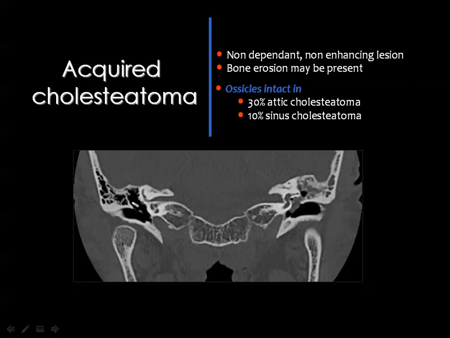Then here you see this acquired cholesteatoma, and it's a non-dependent lesion which is located in the middle ear cavity. This is the rest of the eardrum, and you can see the erosive changes in the surrounding bone. And also you remember this is the site of the scutum, and you can appreciate this on the normal side. This is the scutum and this is the eardrum, and these are the ossicles.